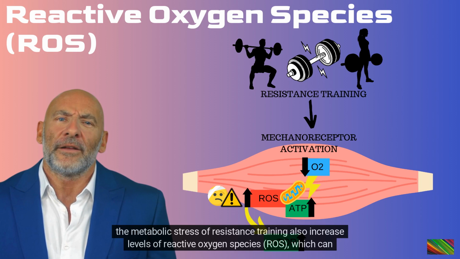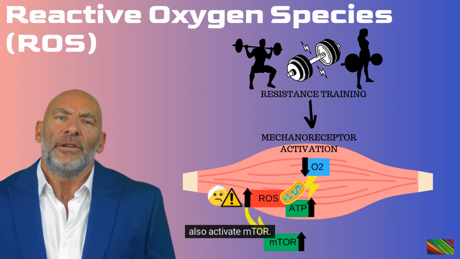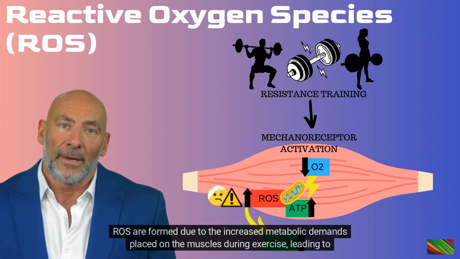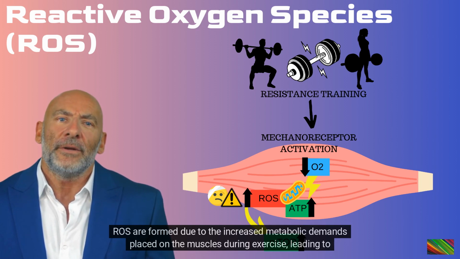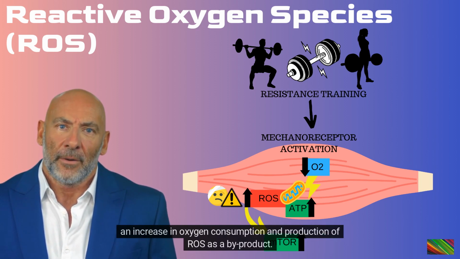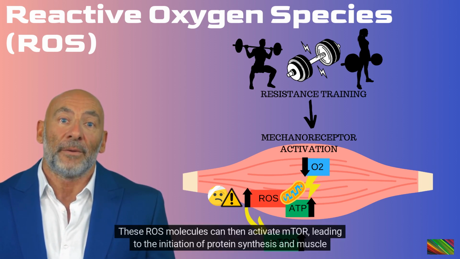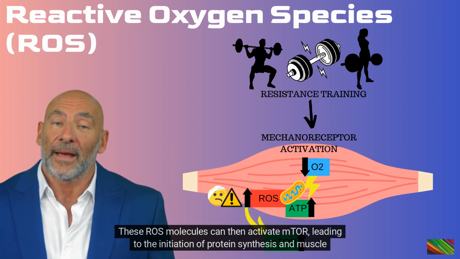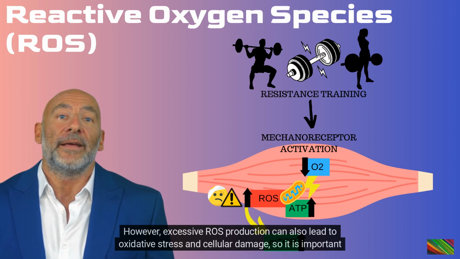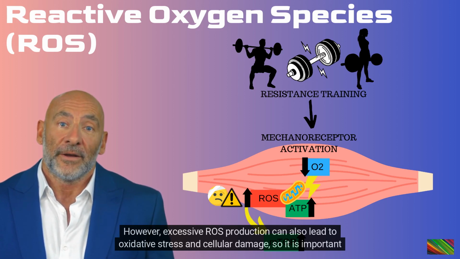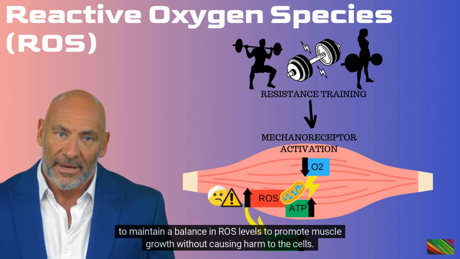The metabolic stress of resistance training also increases levels of reactive oxygen species, ROS, which can also activate mTOR. ROS are formed due to the increased metabolic demands placed on the muscles during exercise, leading to an increase in oxygen consumption and production of ROS as a byproduct. These ROS molecules can then activate mTOR, leading to the initiation of protein synthesis and muscle hypertrophy. However, excessive ROS production can also lead to oxidative stress and cellular damage, so it is important to maintain a balance in ROS levels to promote muscle growth without causing harm to the cells.